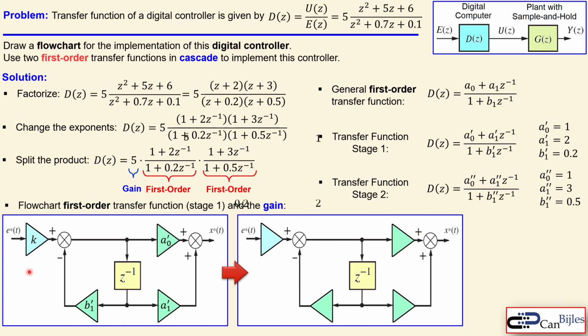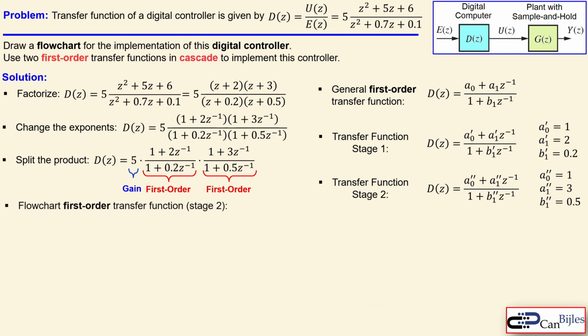Now we need to convert this to the actual flowchart with the numbers required. Now the gain is 5, so that means this will be a 5, this will be a 1 as said here, this is 2, and this is 0.2. It is all shown here, and this is the gain again. Now we have our first stage, including the gain. So this is the gain and the first order transfer function.